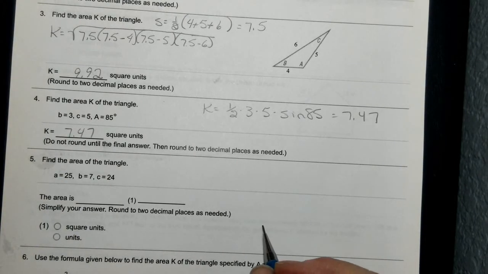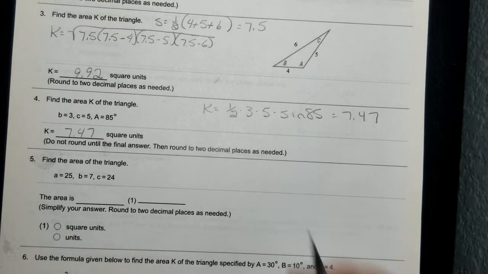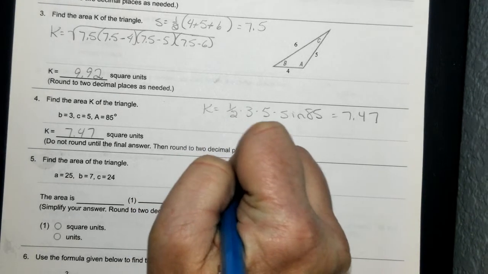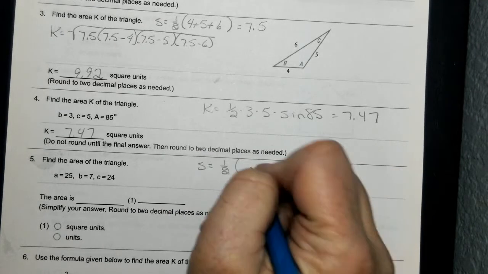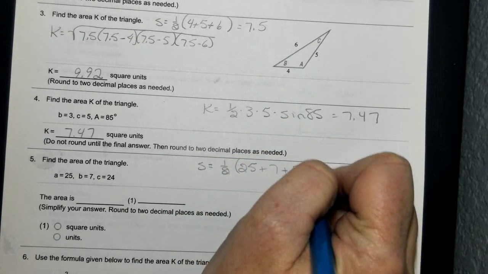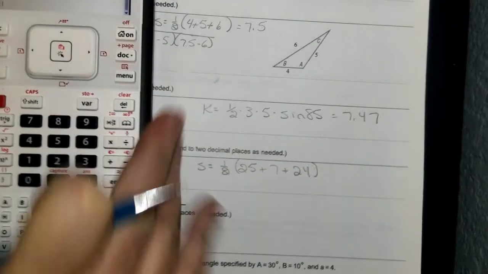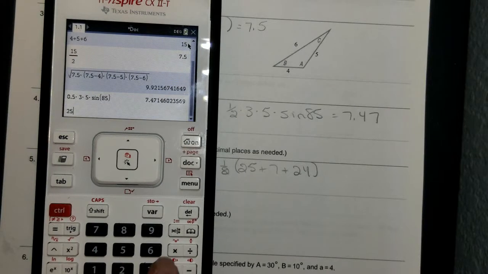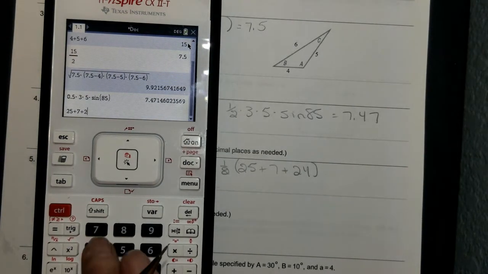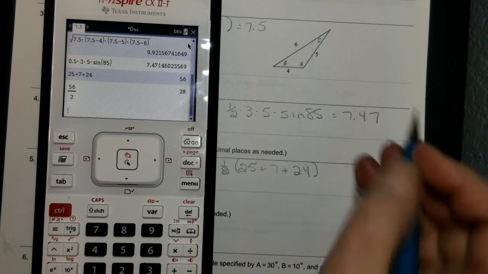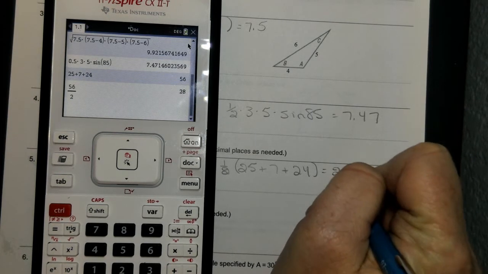All right, number 5, we have 3 sides. So what are we going to do first? We're going to find our S. S equals 1/2 of 25 plus 7 plus 24. That's 25 plus 7 plus 24, divided by 2 equals S, and that's 28.